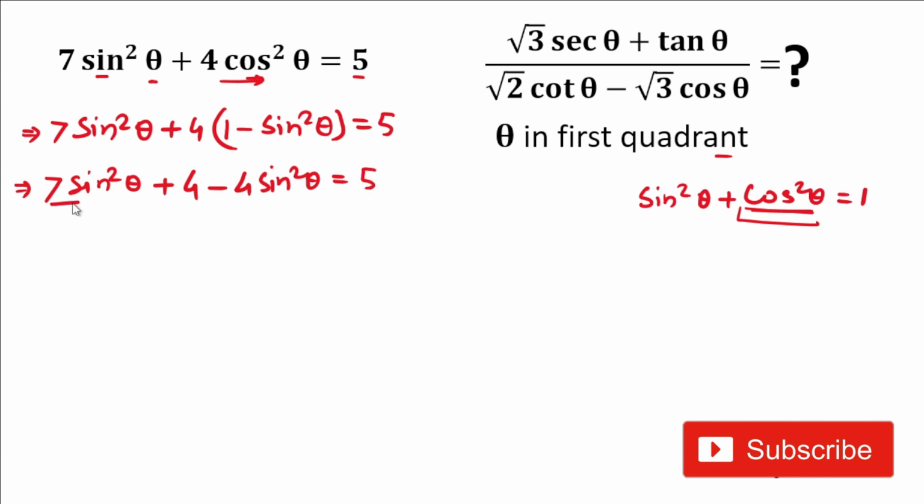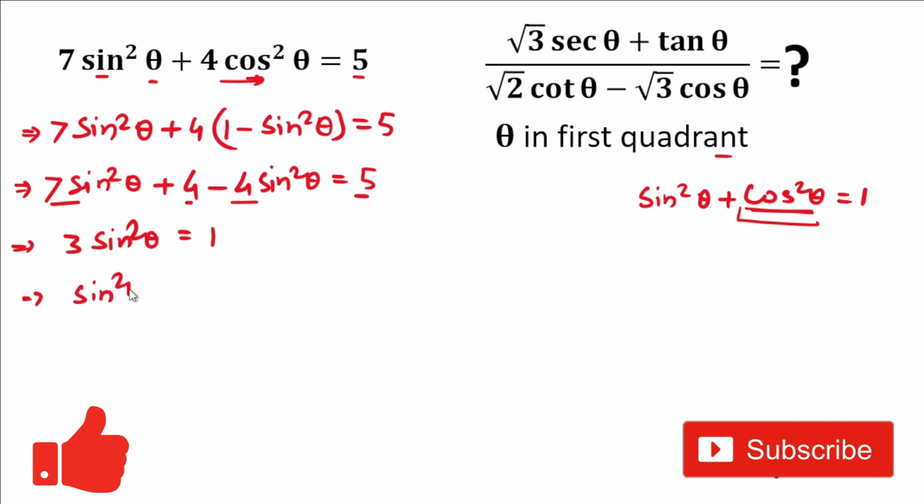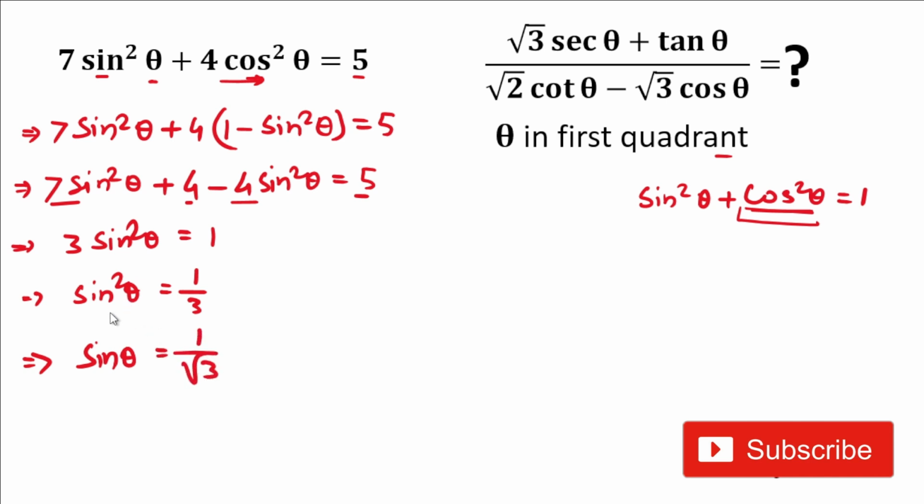Now here 7 sin square theta and negative 4 sin square theta, so it is 3 sin square theta. Means 3 sin square theta will be 5 minus 4, that will be 1. So the value of sin square theta will be 1 by 3. Now the value of sin theta will be 1 by square root 3. We take the square root on both sides, so it will be plus minus.